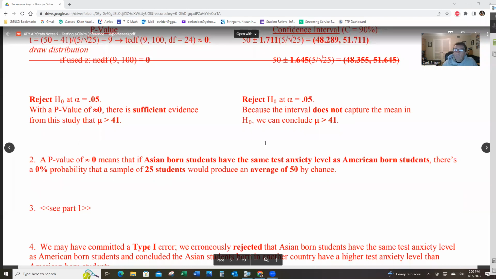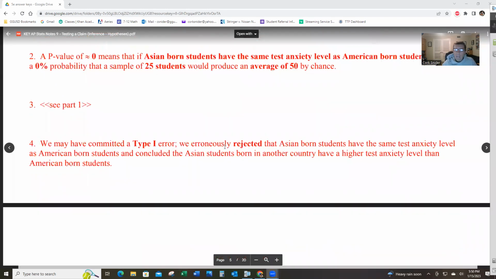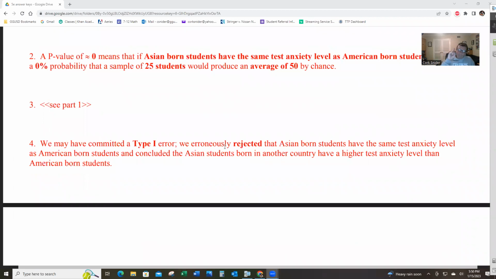Now, in terms of type 1 and type 2 errors, if you reject H0, you run the risk of a type 1 error. Now, it's not likely that you committed it. Don't get me wrong. Stats works most of the time. But you do run the possibility of a type 1 error when you reject H0. If you fail to reject H0, you run the risk of a type 2 error.